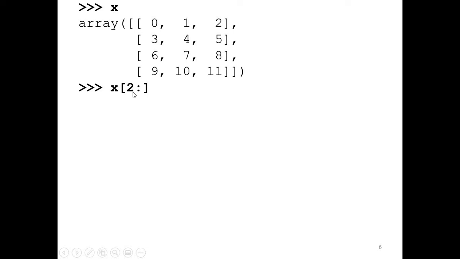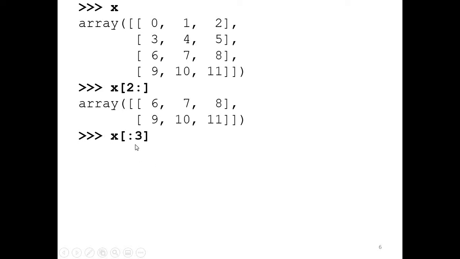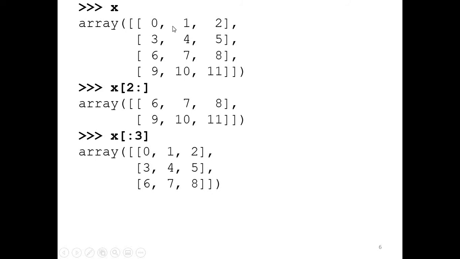If you write 2 colon, that means you start from index number 2. This row is index number 0, this next row is index number 1, this next row is index number 2. 2 colon means it will go until the end. So you get back these 2 rows, 6, 7, 8, 9, 10, 11. If you write colon 3, that means you begin from the beginning and end at 3. That means 0th row, first row, second row. It won't touch 3. So you get the first 3 rows.